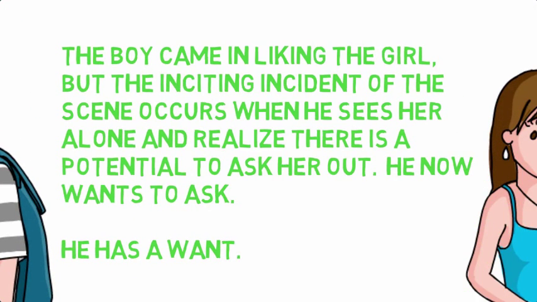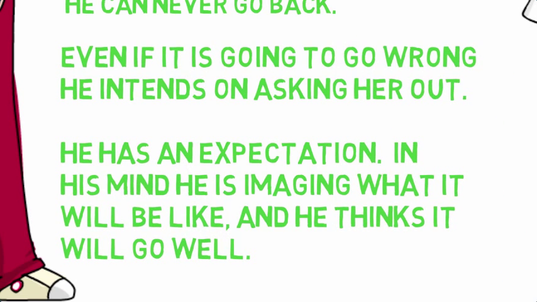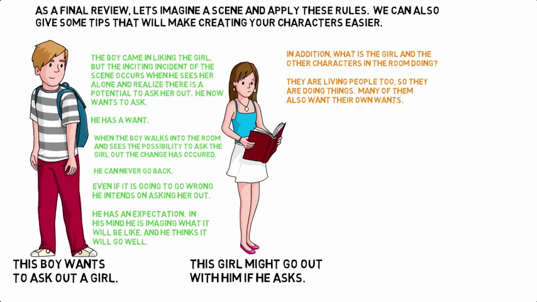So, the boy came in liking the girl, but the inciting incident of the scene occurs when he sees her alone and realizes there is a potential to ask her out. He now wants to ask. He has a want. When the boy walks into the room and sees the possibility to ask the girl out, the change has occurred. He can never go back. So even if it is going to go wrong, he intends on asking her out. He has an expectation in his mind. He is imagining what it will be like, and he thinks it will go well.